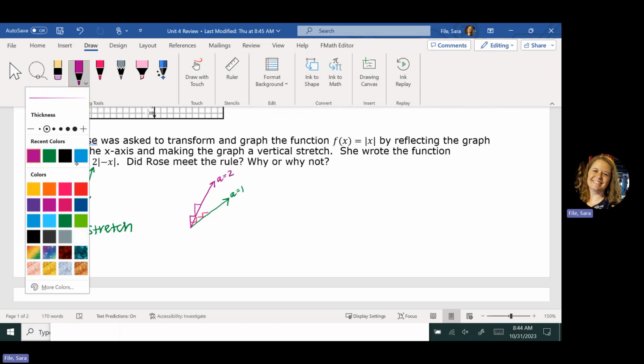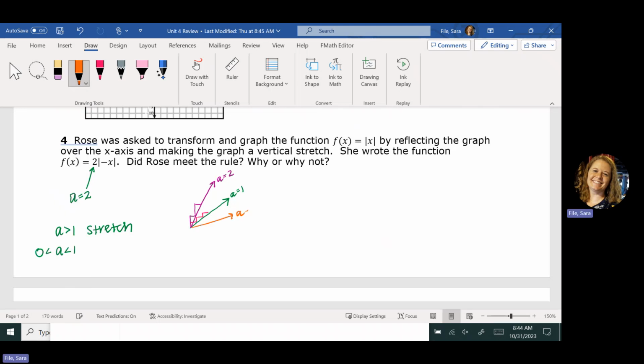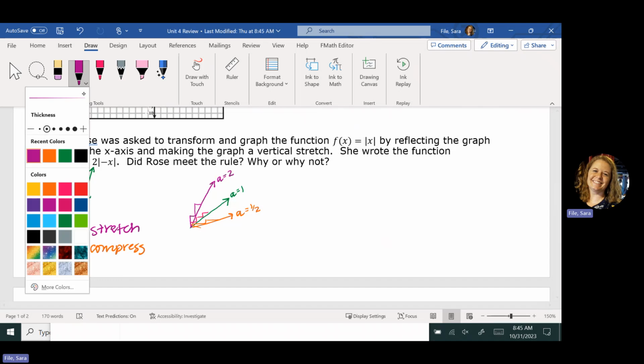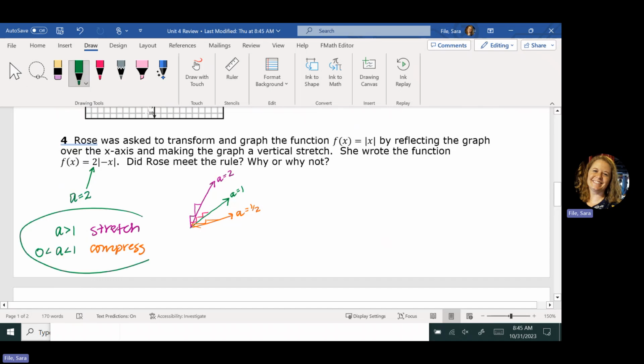Where if I make my A value less than 1, something like 1/2, I'm saying up 1 over 2, up 1 over 2. So I'm making it less steep. I am compressing. I'm going to color code this. So that's the rule you need to remember right there for A.